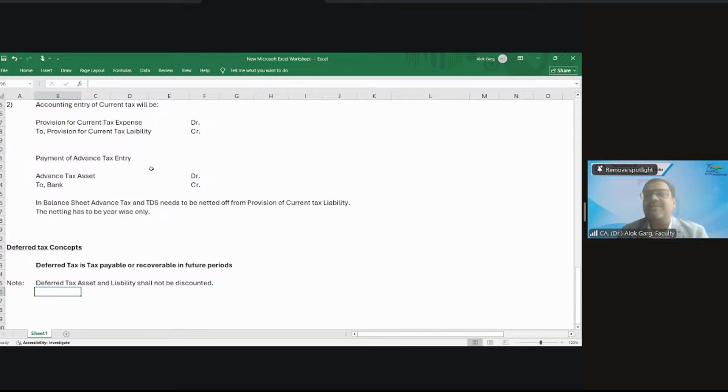So the point is, don't get confused. Deferred tax asset and liability shall never be discounted. Let me write like this. Shall never be discounted. Okay. Will you be able to remember this? Yes, sir.